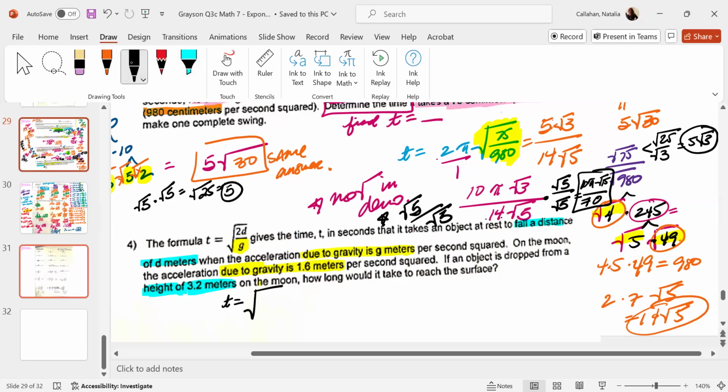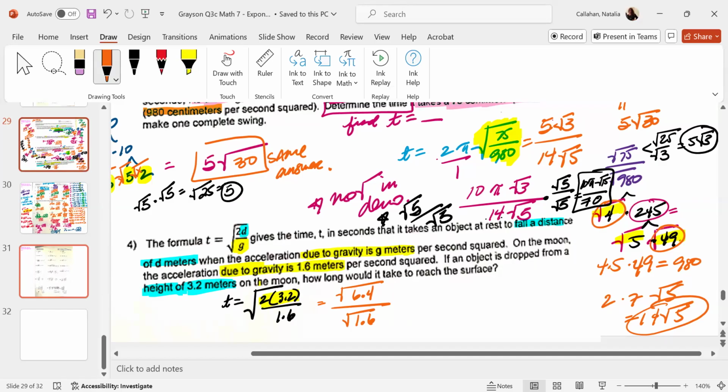T equals square root, and notice the square root is over the numerator and denominator, right? 2 times d, or hold on, d is going to be right here, right? So 2 times 3.2, over g. g is 1.6, right? Okay, well, first thing I want to do is I want to multiply the numerator, okay? So 2 times 3.2 is 6.4. Okay, do you see on the bottom?